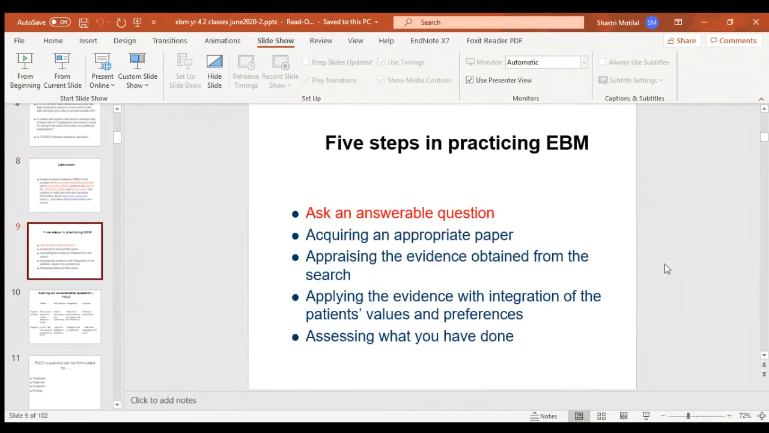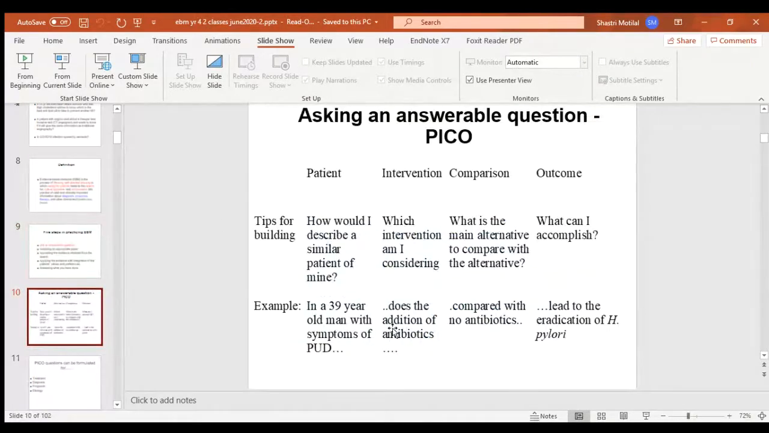The steps of evidence-based medicine, essentially there are 5 steps. The steps of evidence-based medicine say we usually first ask an answerable question. And how we ask this question is in the format called PICO. So PICO, P-I-C-O. So what's PICO? PICO, as is shown on the screen, is: how would I describe P, a patient similar to mine? What is the intervention I'm considering? What is the main alternative to compare the intervention with, and what are we trying to accomplish?